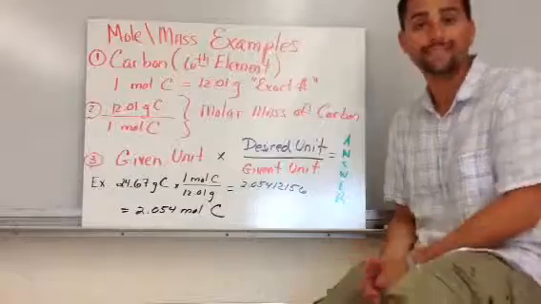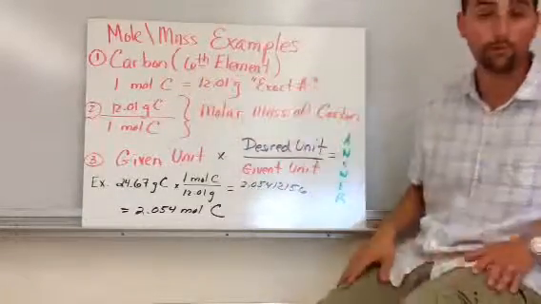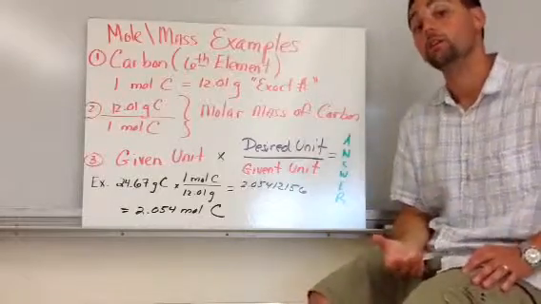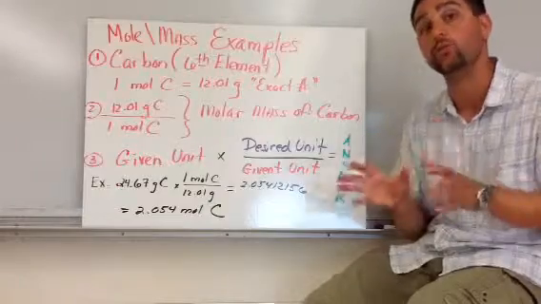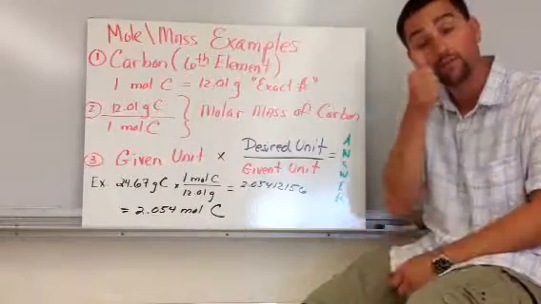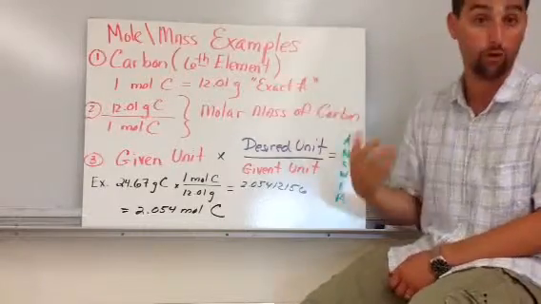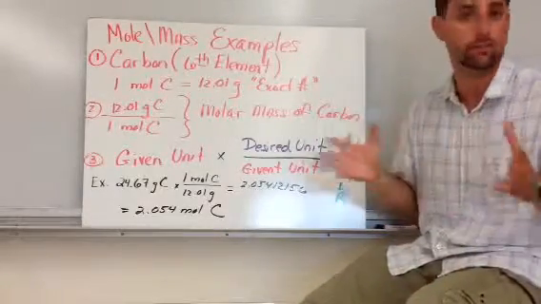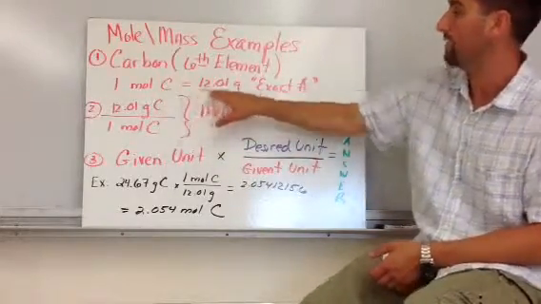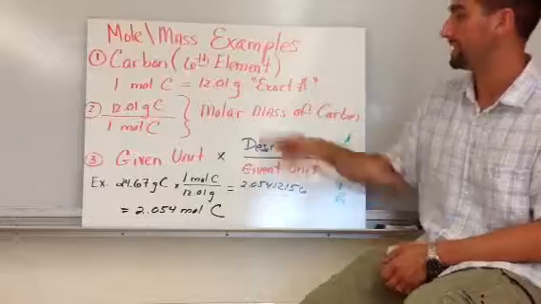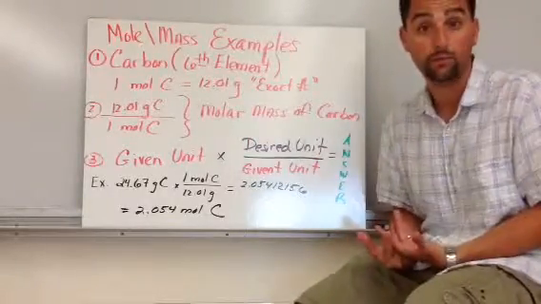So some mole to mass examples. If I look at carbon, the periodic table tells me that it's the sixth element, which doesn't tell me the molar mass, but tells me the number of protons in the nucleus of the carbon atom. That gives almost like the thumbprint or the identity of the carbon atom. If it's got 6 protons, it's carbon. So 1 mole of carbon, looking at my table, is 12.01 grams. So that's the molar mass of carbon.